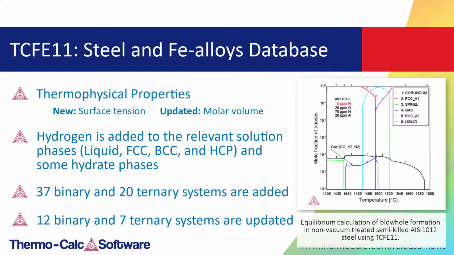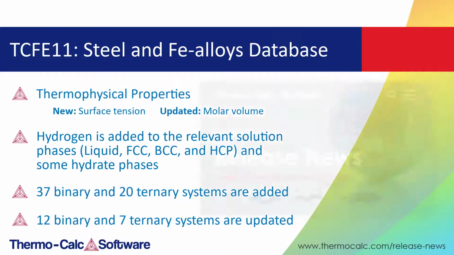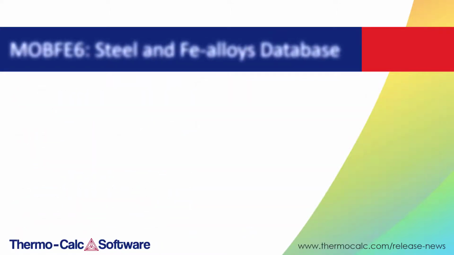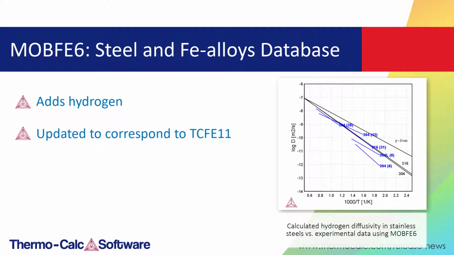The new database also includes several other improvements, which you can read about at the Release News section of our website. MobFE6, the companion mobility database, adds hydrogen and receives other updates to correspond to the new TCFE11.